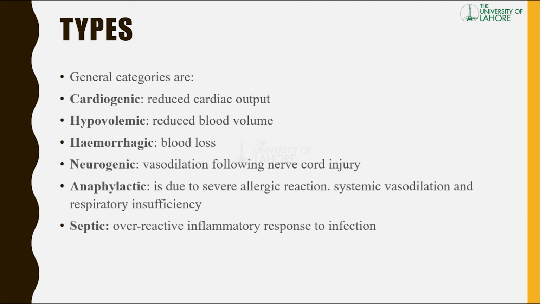Cardiogenic shock is due to reduced cardiac output. Hypovolemic shock is due to reduced blood volume. Hemorrhagic shock is because of the loss of blood volume. Neurogenic shock is due to vasodilation following nerve cord injury. Anaphylactic shock is due to severe allergic reaction, systemic vasodilation, and respiratory insufficiency. And septic shock is an overreactive inflammatory response to infection.